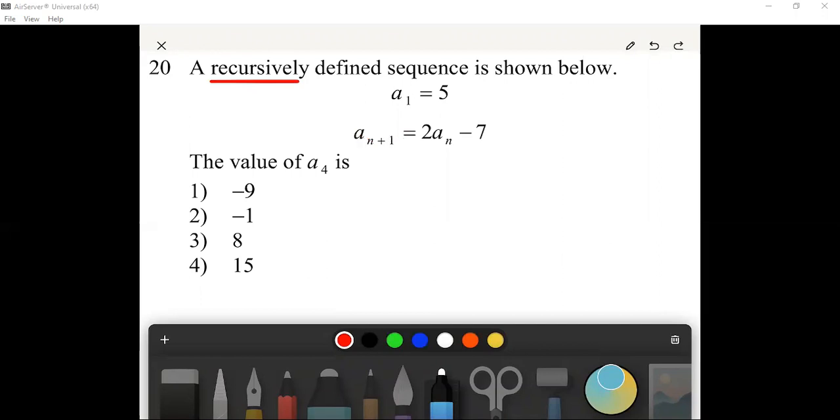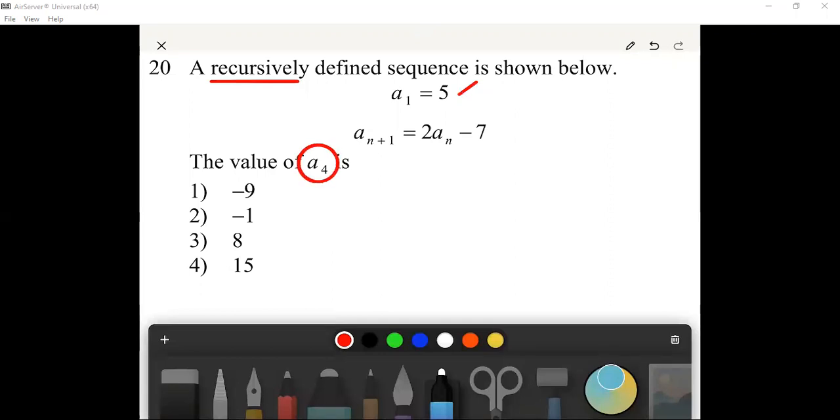So it says we got a recursive sequence. The first term, or the a1 term, is 5. We know what that means, that's the first term. And then they give us this sequence, a sub n+1 equals 2 times a sub n minus 7. Now, we're going to be looking for the fourth term.